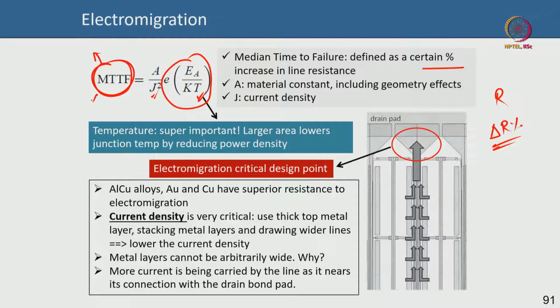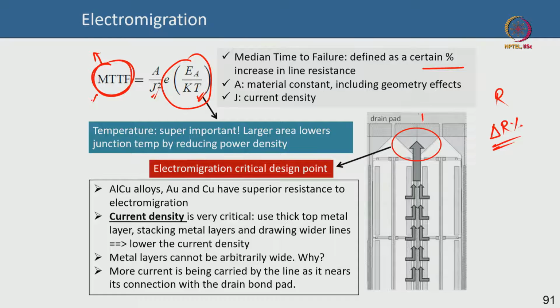Now to reach that level, you will take less time if your current levels are higher, if your temperatures are higher. And when you say you take less time, it means the device fails early. So it is always very important to reduce the current density in each of the metal fingers. You can thicken the metal, so that the current density reduces. You can have wider metal so that the current density reduces.